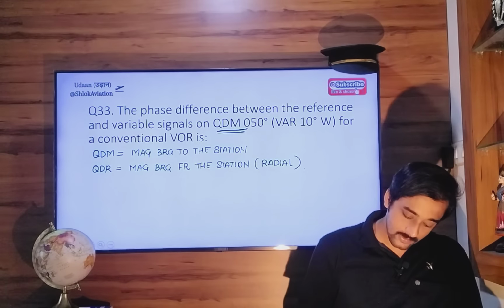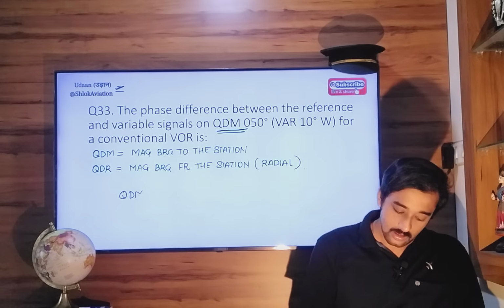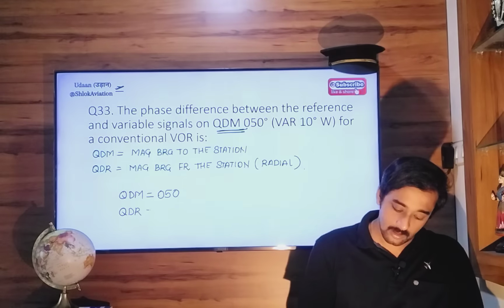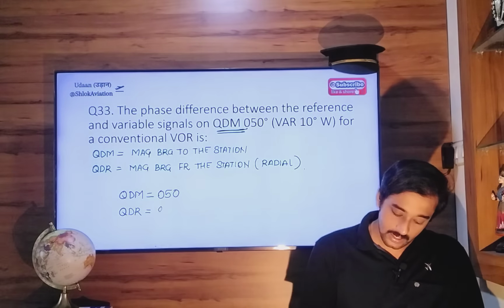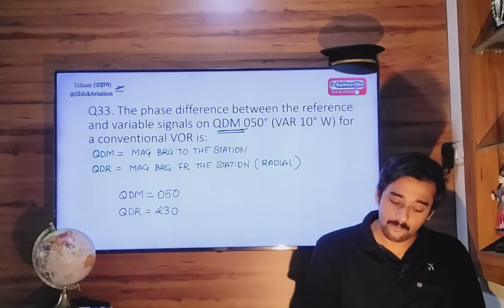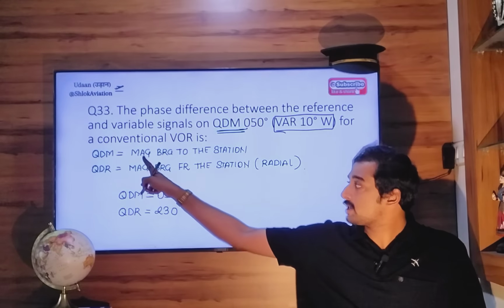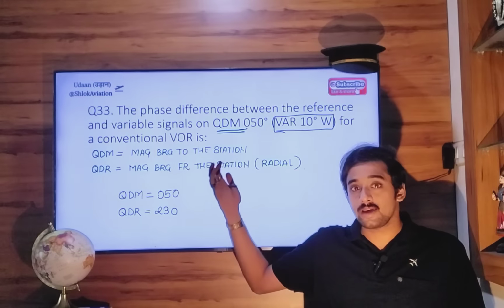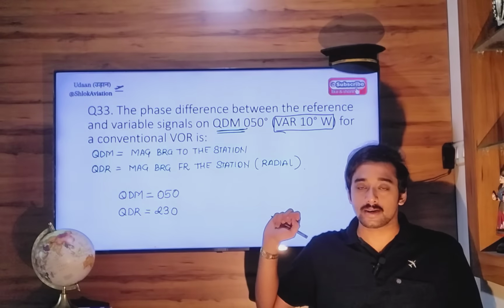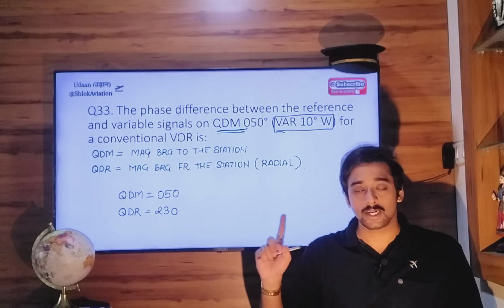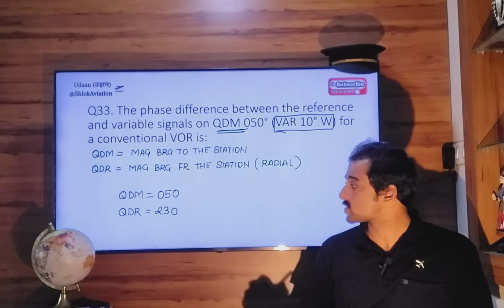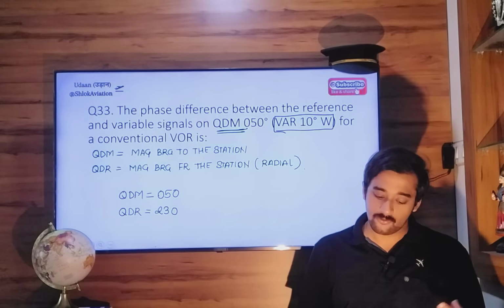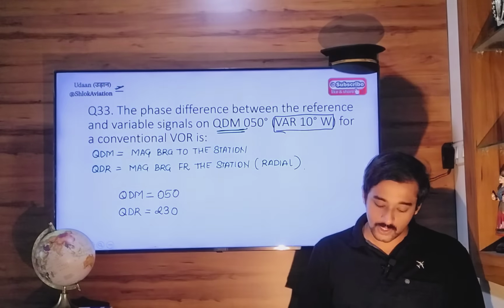If QDM is 050, QDR will be directly reciprocal of that, opposite of that. So QDR will be 180 plus 50, that is 230. You need not apply variation here because QDM and QDR are already magnetic in direction. If they had given QUJ, QTE, which are true bearings, then we would have applied variation to convert those true bearings into corresponding magnetic bearings. So QDR is 230.